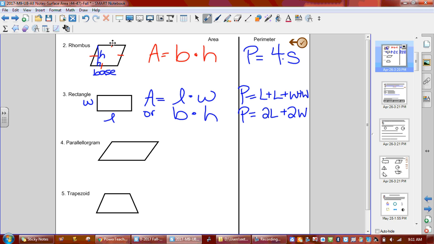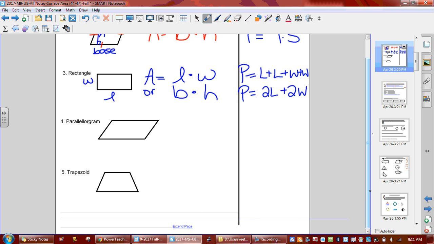Okay? All right. Let's take parallelogram. Parallelogram. Again, it's got a diagonal side, so we have to find the height. And we use the base. So the area is going to be base times height.